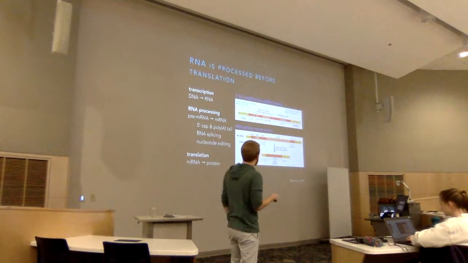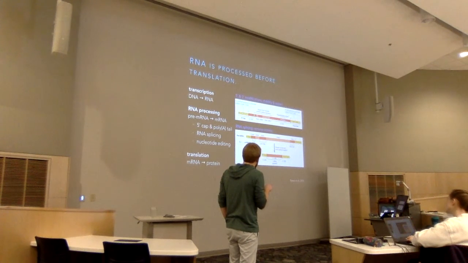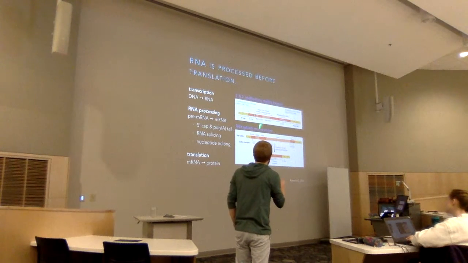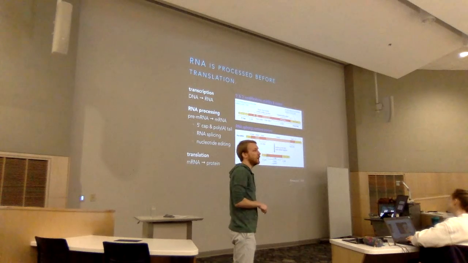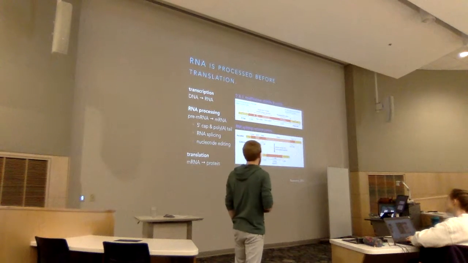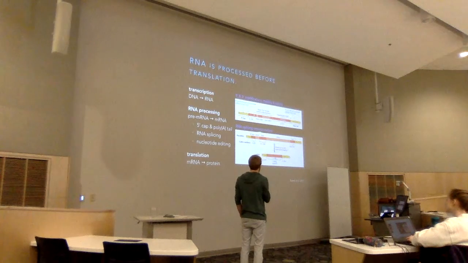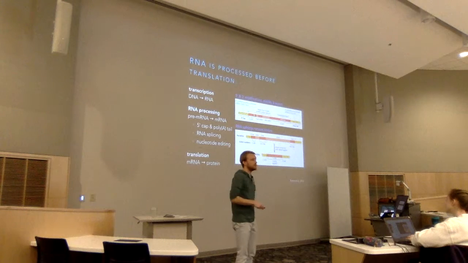There are other things besides just adding a little nucleotide here and then somewhere between 50 and 250 nucleotides at the end. We also remove sections. Introns. Introns don't make it into the final product. They're removed. And you keep the exons. And now you're left with your ready to read messenger RNA.